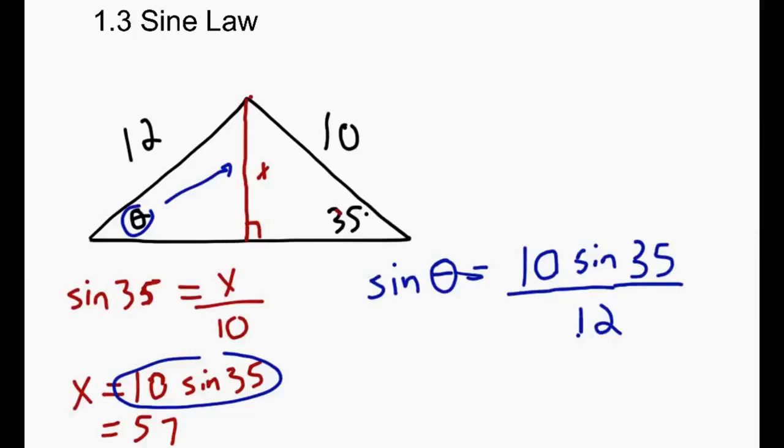So in this case, we would go 10 times sine 35, which is our 5.7. We would divide it by 12. That would give us our answer, and then we have to go second sine of that, and we get an answer of 28.5 degrees. And I actually would round up to 28.6, and let's even round it up to 29. That's close enough. So 29 degrees would be our final answer for this question.